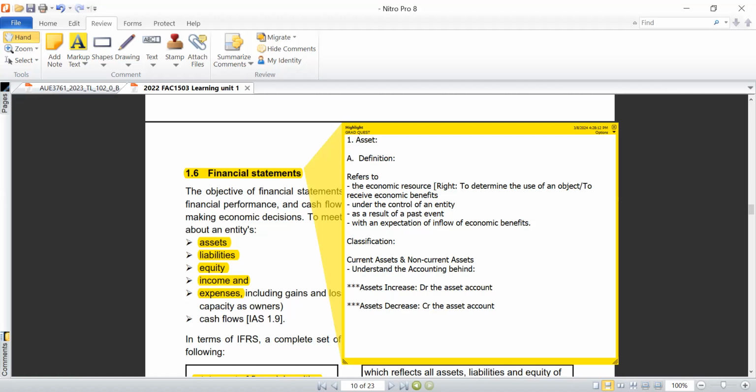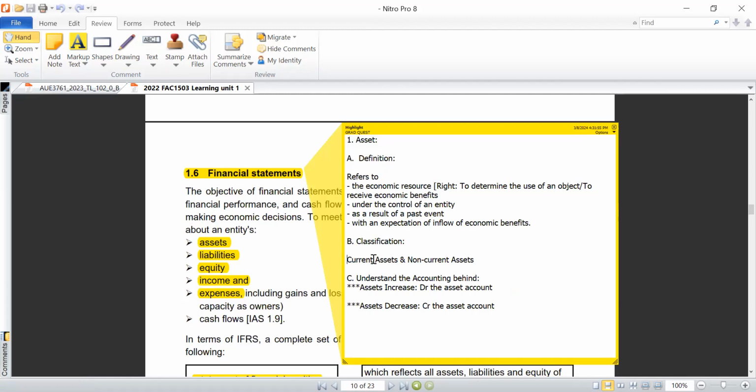So with A, I'm simply referring to the definition of an asset, and when I put B, I'm referring to the classification of an asset. And then of course, C, that's where I'll be explaining the accounting behind. So with C, what I'm trying to explain to you guys is understanding the accounting behind this particular element of the financial statements, which is an asset. So we're saying an asset by definition is this one, the classification.